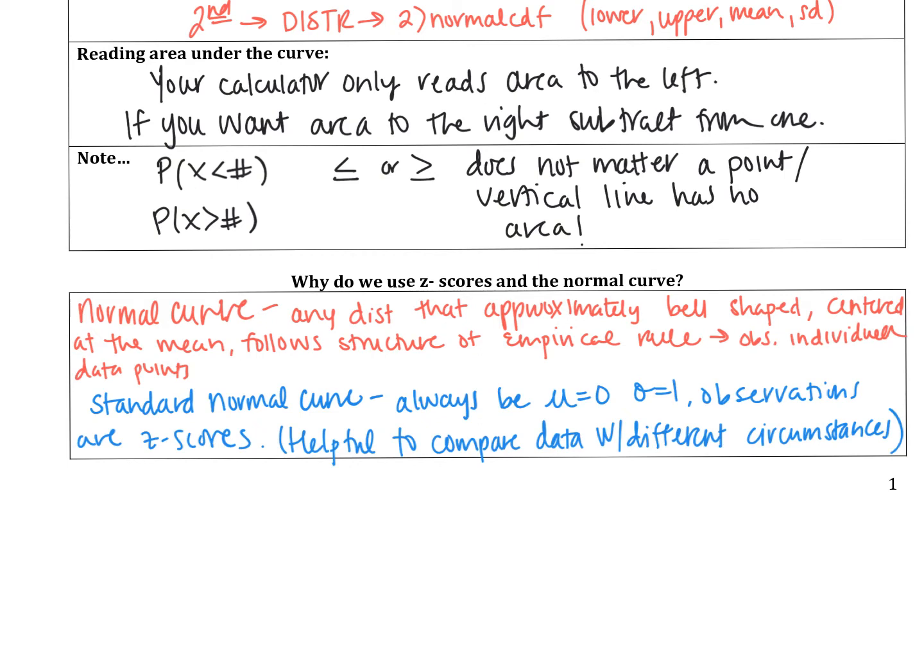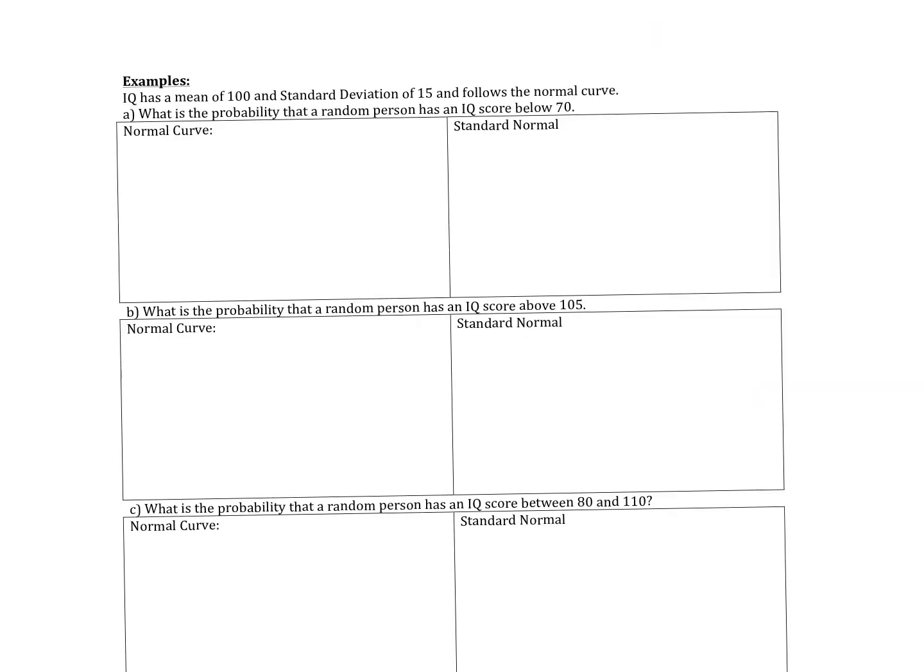Okay, so normal curve, we've already dealt with this with the empirical rule. We're kind of just taking it further. And the standard normal curve is always centered at 0 and 1. And those observations are z-scores. Let's go to some examples on the back. All right, you guys, let's do some examples. Make sure you have your calculator. We're going to learn how to use the normal curve and the standard normal and see the difference.